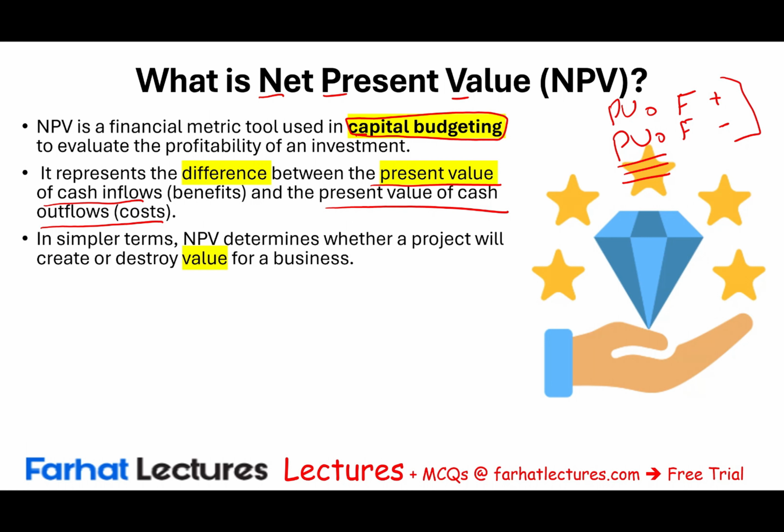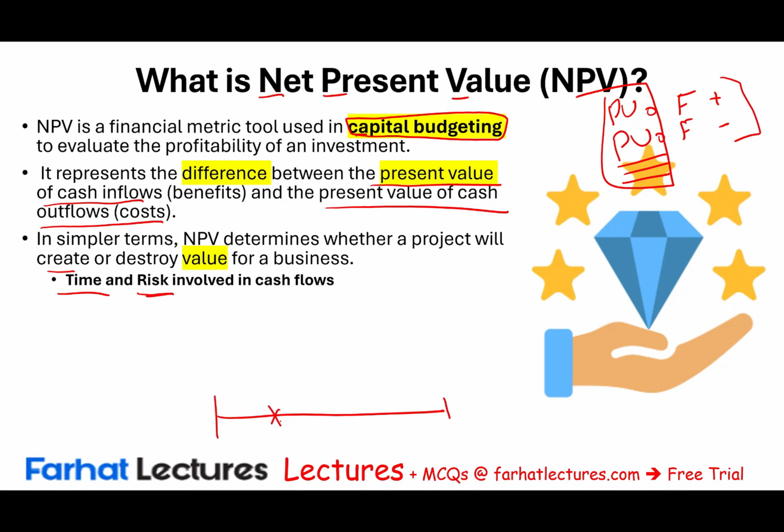In simple terms, NPV determines whether the project creates or destroys value given time. What do I mean by time? Given time means when you use the present value, you are factoring in the inflow and outflow of cash in the future, taking into account time, because time is money, and taking into account the risk involved. Because when you are creating a project, you have to estimate future cash inflows. Look, the word is estimate, and when you estimate, risk is involved. So the NPV will help you quantify that risk.